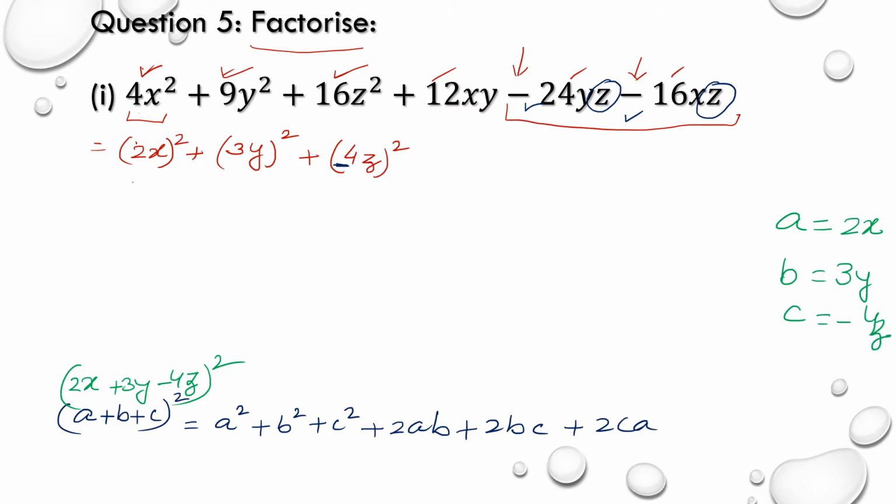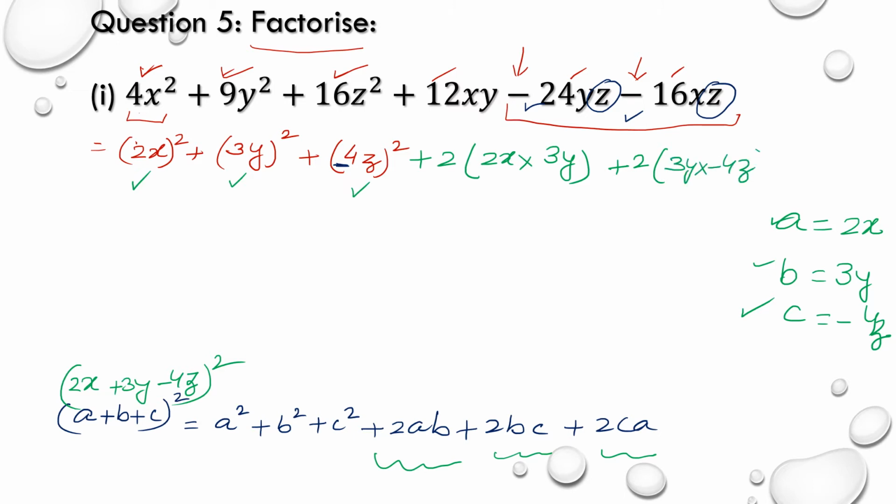So we have a square plus b square plus c square. Now we will write it in this way, plus 2ab plus 2bc plus 2ca. So plus 2ab, a, b, keep this in your mind. Then plus 2ca, c we have, 2ab, then 2bc. So 3y into minus 4z plus 2ca, that is minus 4z multiplied by 2x. This is our rough work.